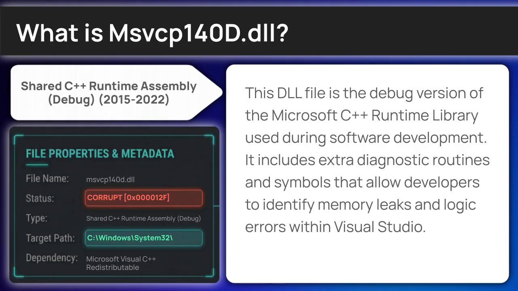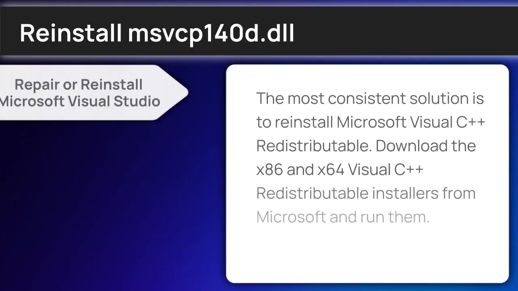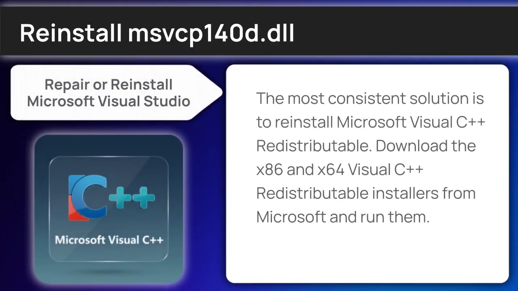Since we've identified what's missing, let's try the official recovery method. Reinstalling Microsoft Visual C++ Redistributable is the safest fix. Download both x86 and x64 editions of the Visual C++ redistributables from Microsoft and install them.